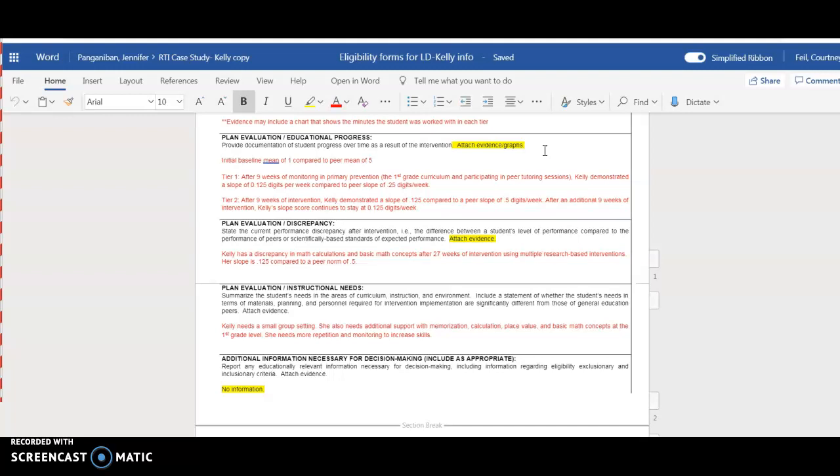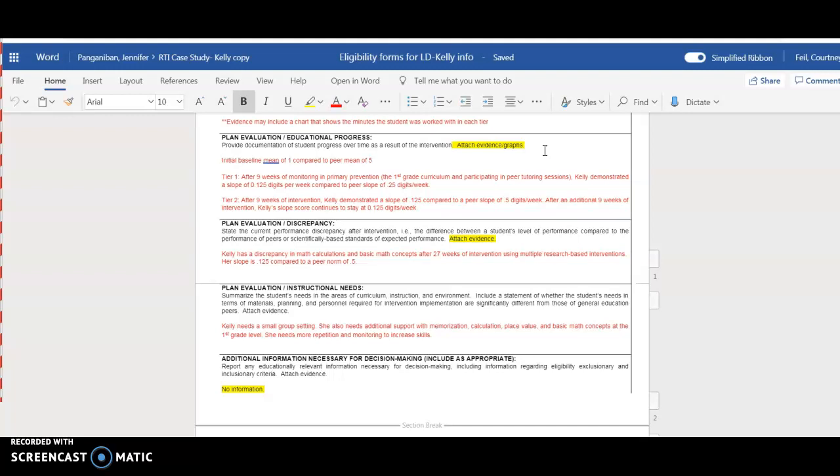So what are the students' needs in the areas of curriculum, instruction, and environment? So what are you providing the student in addition to what the general education students are being provided? You're going to include a statement of whether their needs in terms of materials, planning, and personnel required for intervention implementation are significantly different from those of their gen ed peers. And again, you're going to attach evidence. So in this case, Kelly needs a small group setting. She needs additional support with memorization, calculation, place value, basic math concepts at the first grade level. She needs more repetition and monitoring to increase skills.